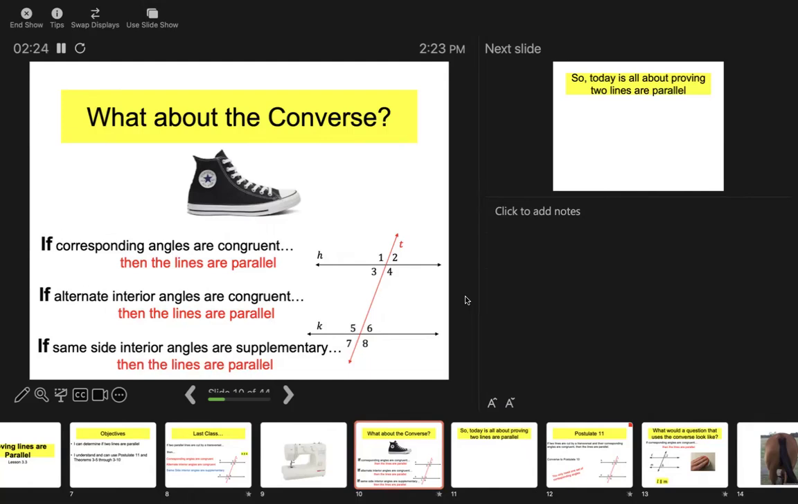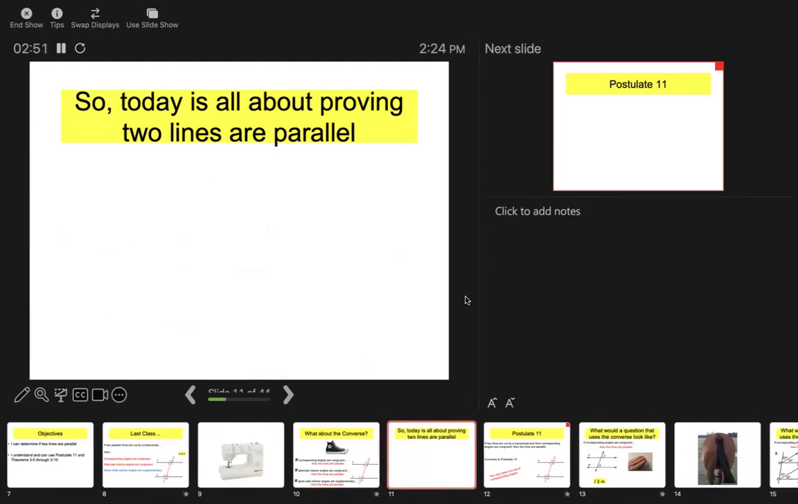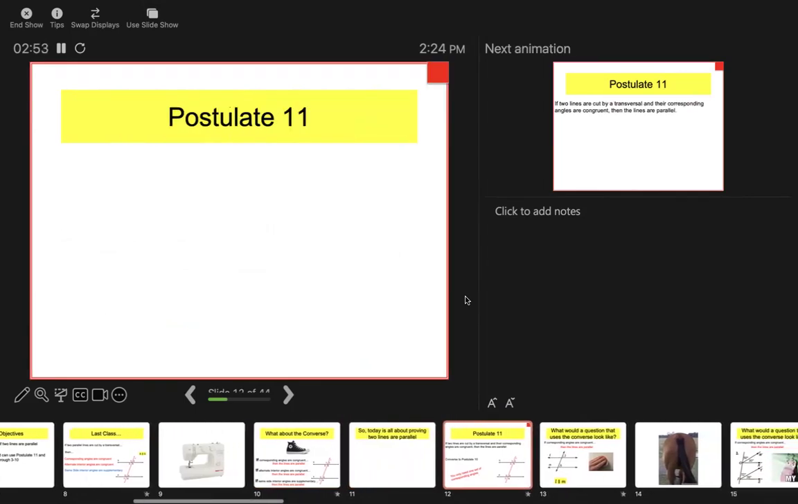So basically, today's class is about proving lines are parallel, and we'll have 3 main ways of doing it. They're right there as if-then statements. If we can prove that the corresponding angles are congruent, then the lines are parallel, lines H and K. If we can prove that the alternate interior angles are congruent, then H and K are parallel. Or if we can prove that the same side interior angles are supplementary, then the lines are parallel. All right, so today is all about proving 2 lines are parallel.